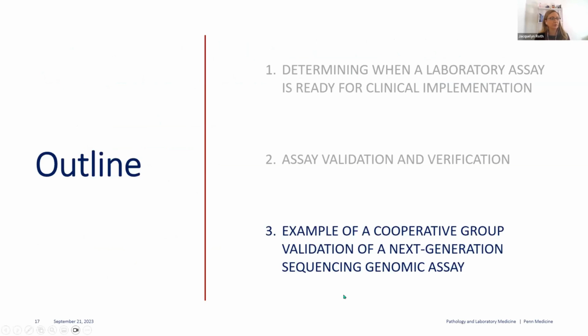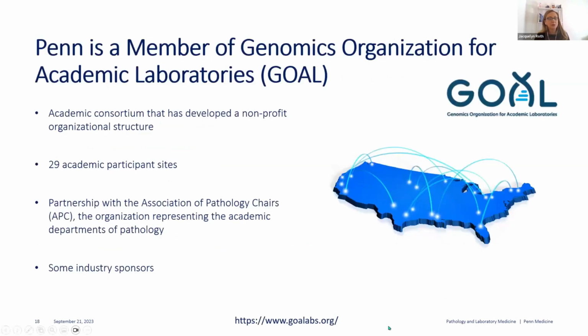So leading into the last part of my talk here, I'm going to bring to you an example of a cooperative group validation that Penn participated in. About 4 years ago, we joined the Genomics Organization for Academic Laboratories, which was actually founded by 2 of our former trainees. This is an academic consortium that has developed a not-for-profit structure, and it has 29 different academic participating sites. It is a partnership with the Association of Pathology Chairs here. And there are, in fact, some industry sponsors. You can take a look at that on their website.